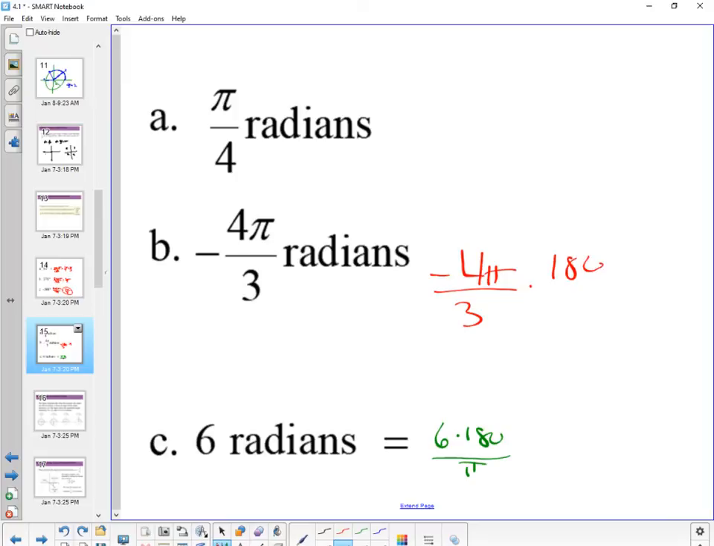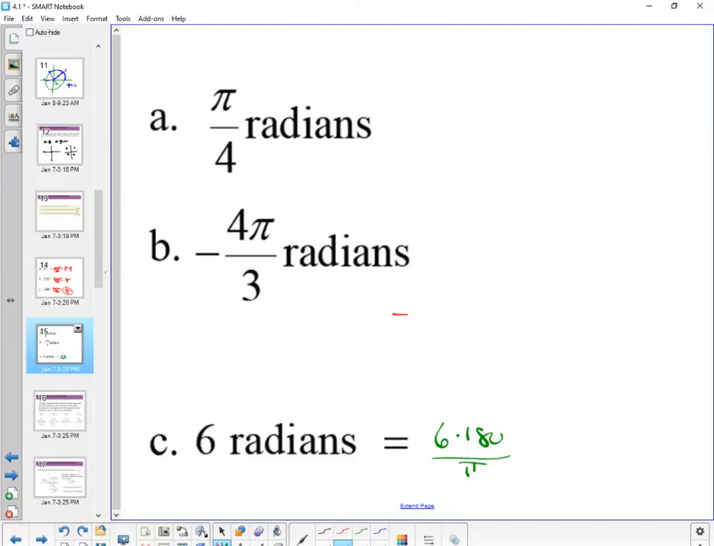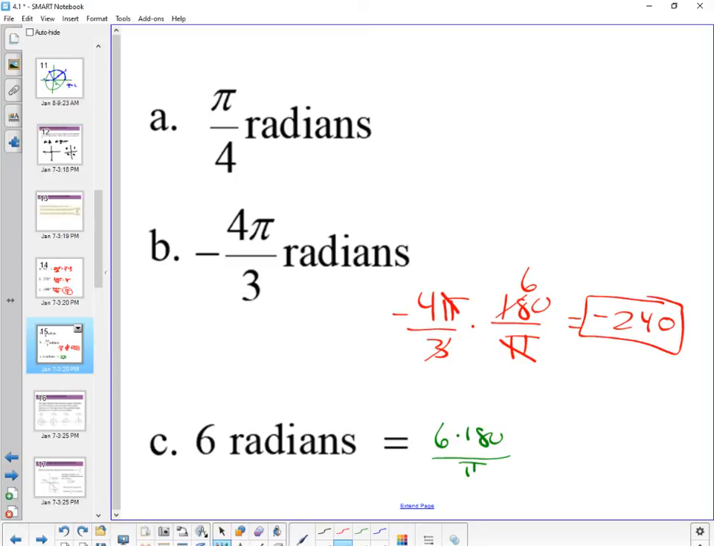So 180 over pi, that's a 1. That's 9. That's 6. Just kidding. 4 times 6 is 24. Add that 0. Let me try that again. So negative 4 pi thirds. I multiply by 180 over pi. Pi makes 1. 3 goes into 18 6 times. 4 times 6 is 24, and add that 0. But this is going to be negative. So 240.